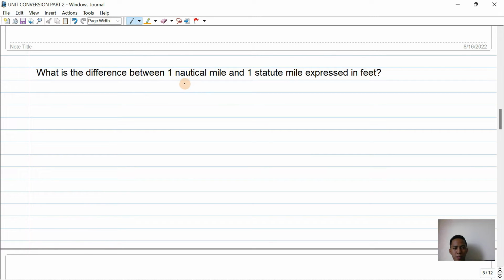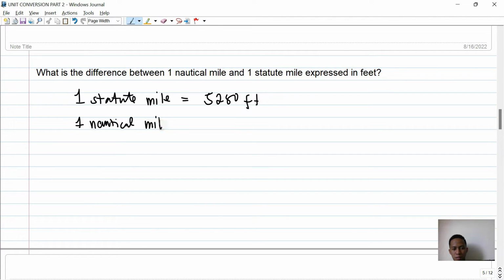So what's the difference between 1 nautical mile and 1 statute mile expressed in feet? Okay, so basic lang guys kasi discuss natin sa previous problem. So that is, 1 statute mile is 5,280 feet, and we have 1 nautical mile as 6,076 feet, or may point 12 siya. Pwedeng may point 12, pwedeng wala. It's up to you. So dito, what's the difference daw?